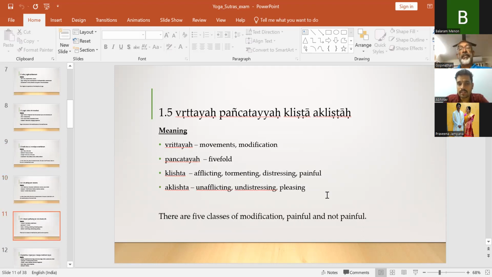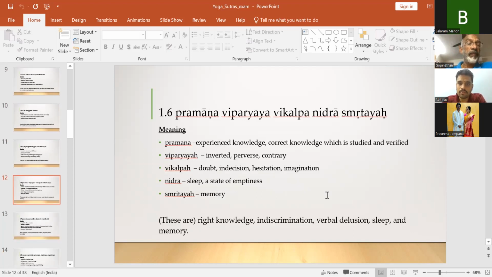We have seen that vritti means other people will establish in their vrittis. So what are these vrittis? Vrittaya panchataya klista aklista. It means these vrittis are fivefold, that may be painful or non-painful. What are they? Pramana, viparyaya, vikalpa, nidra, smriti.